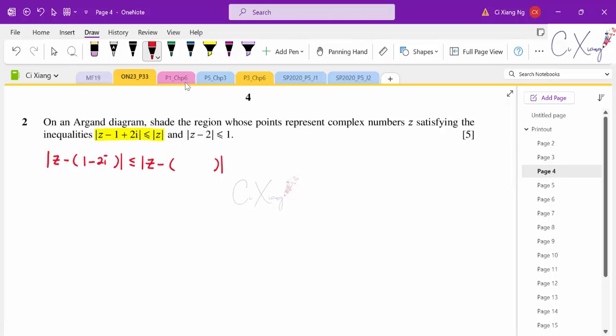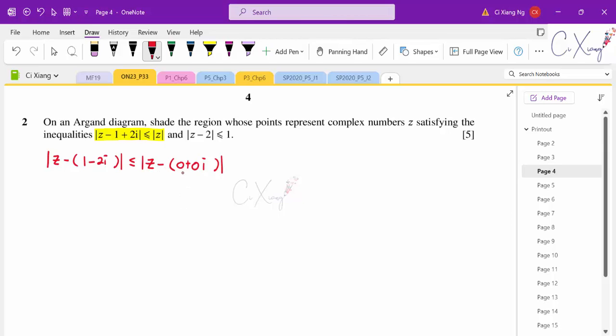So modulus z basically means that you're having z minus 0 plus 0i. Okay, so for this inequality, basically it is the perpendicular bisector between the point 1, -2 and also 0, 0. So this is something that you should know, the basic pattern for complex numbers, right? Both sides have the modulus function, so it is a perpendicular bisector for these two complex numbers here.